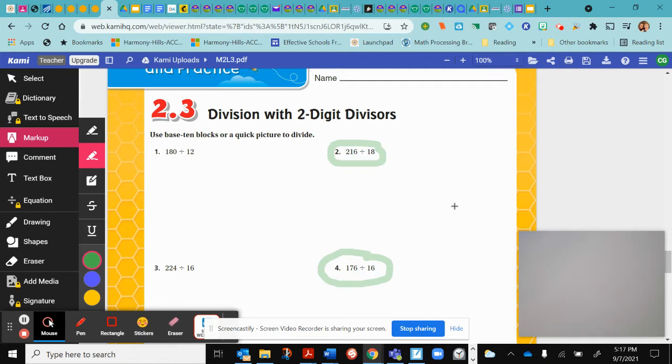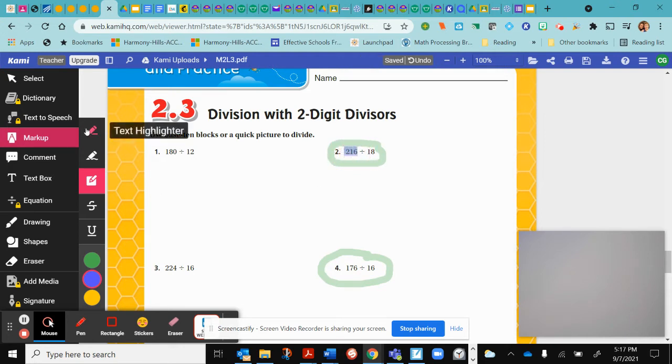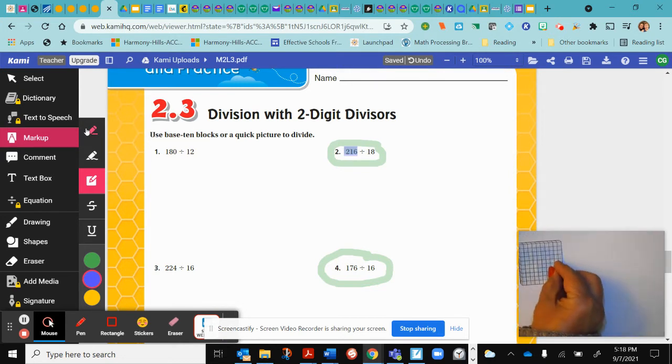And so remember that we said that we were going to use base 10 blocks for the dividend. And so this is the dividend there, and I'm going to actually change the color on that. So this is the dividend. I'm using the base 10 blocks for that. So I have 200. So here is my 100. Let's see if I can adjust that. And here is my 200.